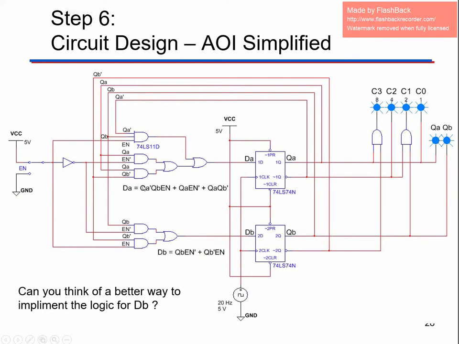So all you're doing is plugging in your equations. Here's our switch. QA, QB. Make sure you use a probe so you know whenever it trips that it's going to be right. We have our two flip-flops. And then the question is, is there a better way to enable this logic here?